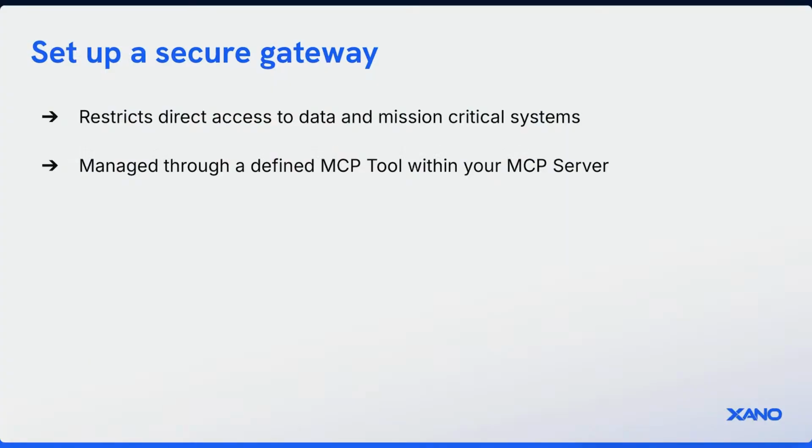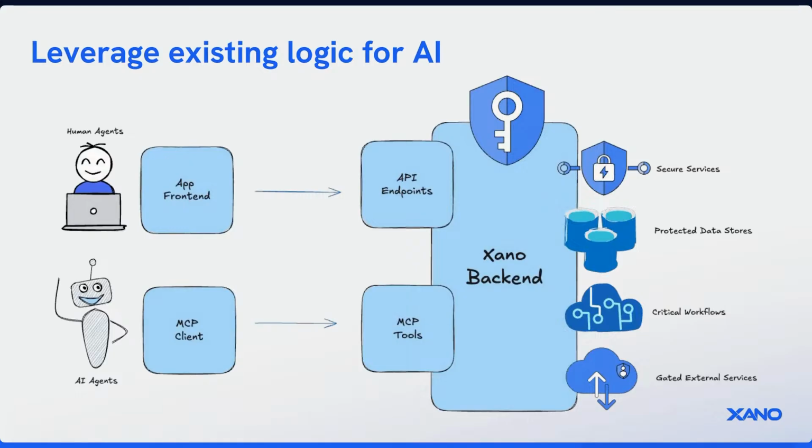Yeah, definitely, Cam. So the second protection is that we use Xano as a security gateway. What that means is the agent can't directly query your database or access critical systems. It has to go through a defined tool in your MCP server where you've implemented the logic and rule checks. So, in effect, you're building the same kind of middleware logic that you would in a human app, but this time for your AI agent.